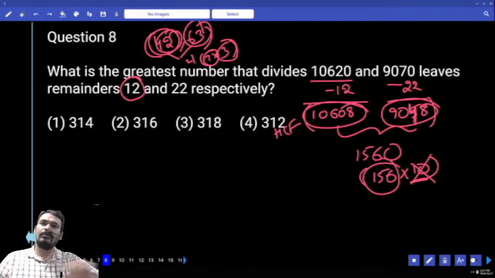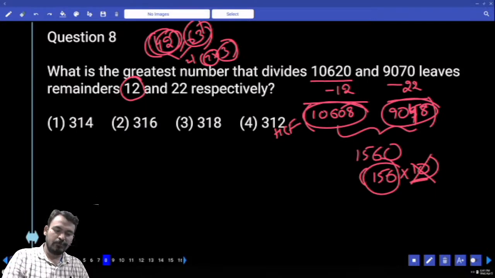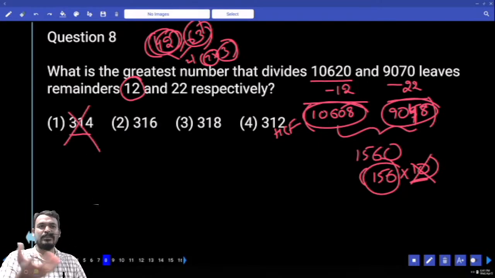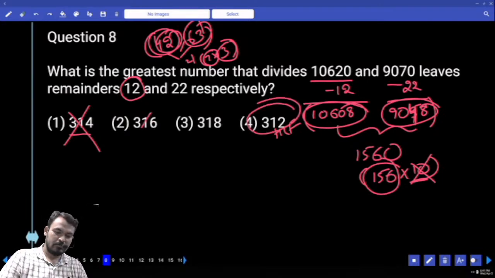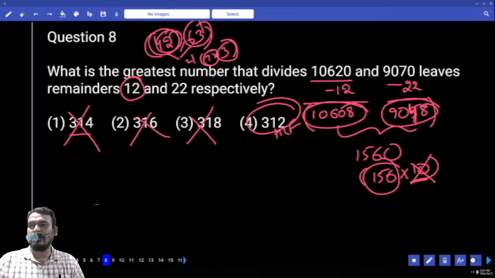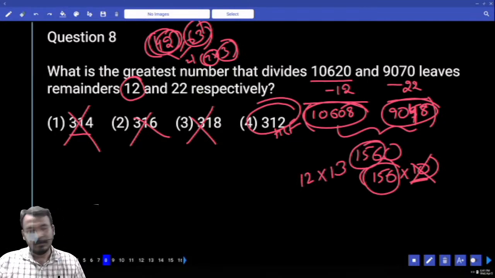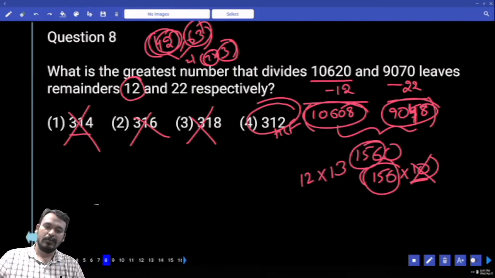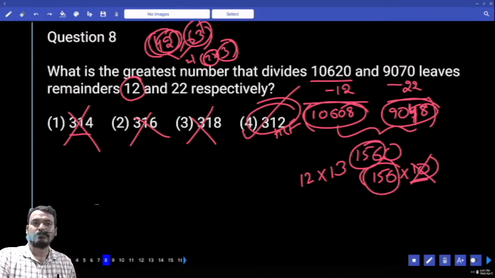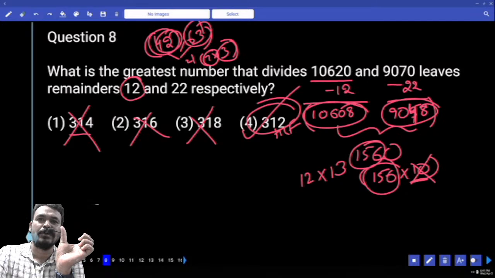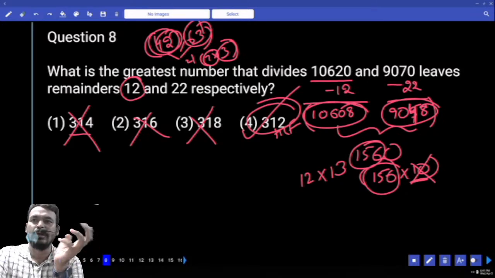Okay, what is the remaining value? 156. If the difference is a multiple of 156, then the HCF is also a multiple of 156. First option, 156 multiple? No. 156 multiples: 156 times how much? 312. The remaining 3 are not possible. 156 is a multiple of 12 and also of 13. Verify the 13 multiples. How many options? Only one. We depend on the difference concept. If the difference is 420, each number will be a multiple of 420.